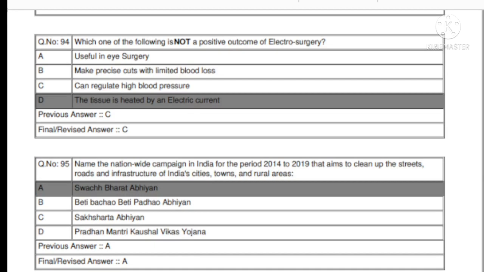Question number 94. Which one of the following is not a positive outcome of electrosurgery? So we have to find out the one which is not a positive outcome of electrosurgery. That means the other three options will be positive outcomes of electrosurgery. So A, useful in eye surgery. B, make precise cuts with limited blood loss. C, can regulate high blood pressure. D, the tissue is heated by an electric current. So its answer is C, though I have marked D, but D is not its answer.